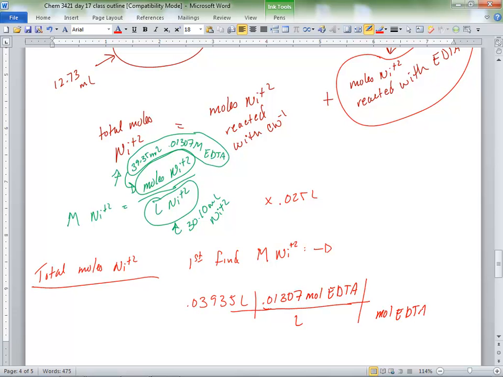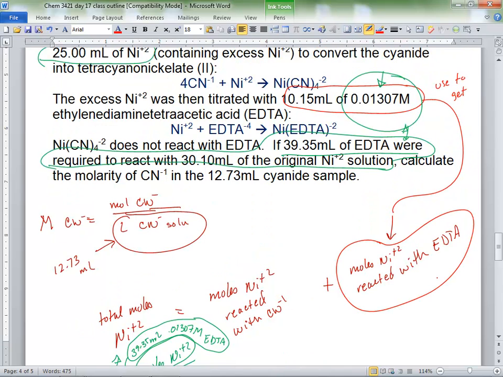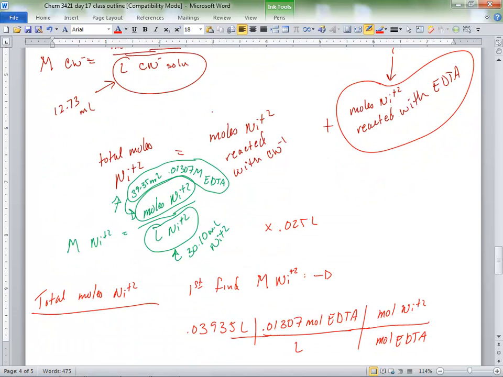Is EDTA to nickel 1-to-1? Look at the reaction. Yeah, it is, right? You see that? So it'll be 1-to-1. So we'll have our moles of nickel: 0.03935 times 0.01013, about 5.14 times 10 to the negative 4. That's my moles of my nickel.